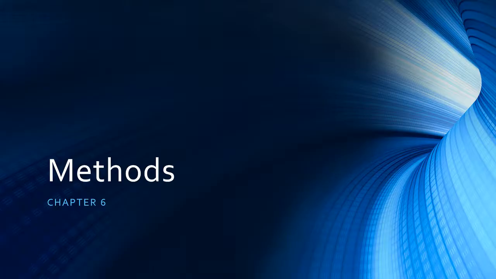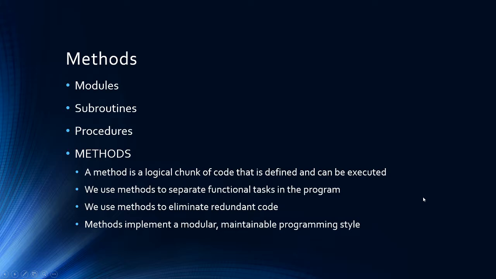Now this week, again, like I said, we'll be looking at coding methods. And what are methods? Well, that's Java's name for any sort of module or subprogram. You might have heard them referred to as functions or subroutines, maybe procedures, but for Java, they're all methods. So a method is just a logical chunk of code that is defined and can be executed. So we can run a method from another method. We use methods to separate functional tasks in a program. We use methods to eliminate redundant code, and methods help us implement a modular, maintainable programming style, which is important as a programmer.